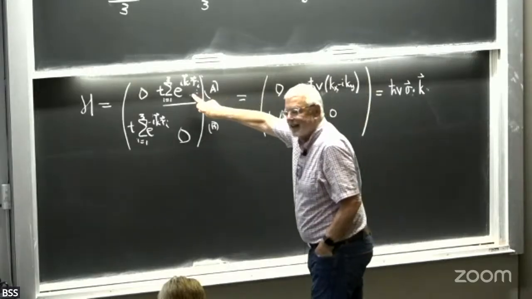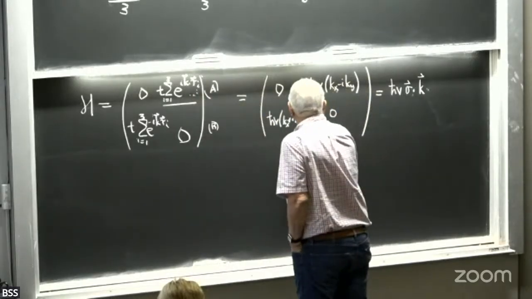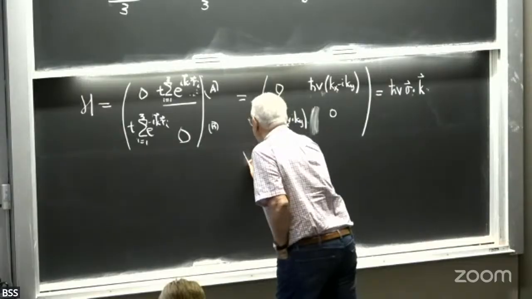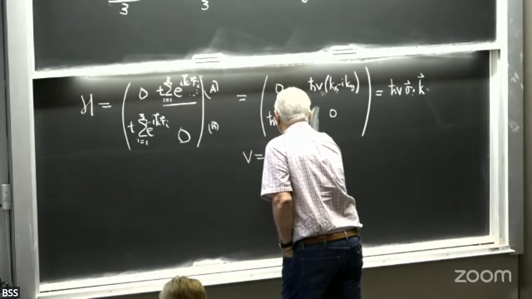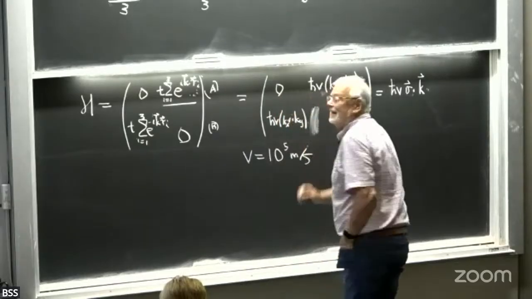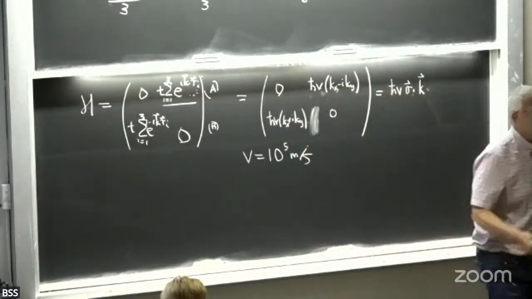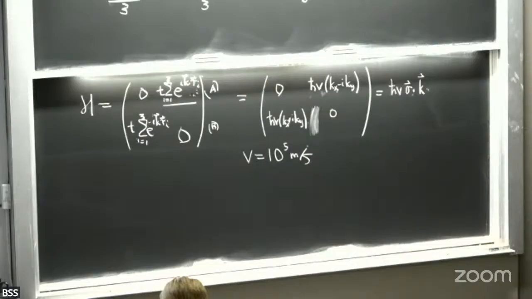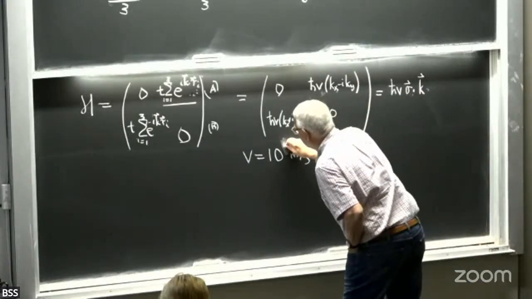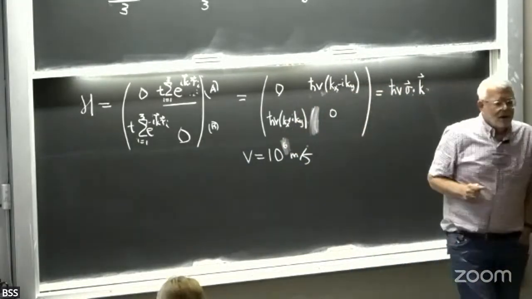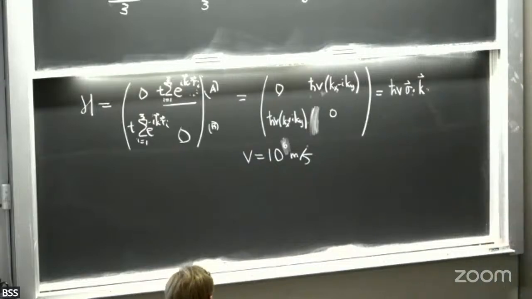Yes, exactly. And V, it turns out, is around 10 to the 5th meters per second, okay? Which is kind of a metal velocity. That's the typical velocity of an electron. Ooh, I said that wrong, 10 to the 6 meters per second. That's the typical velocity of an electron in a metal.